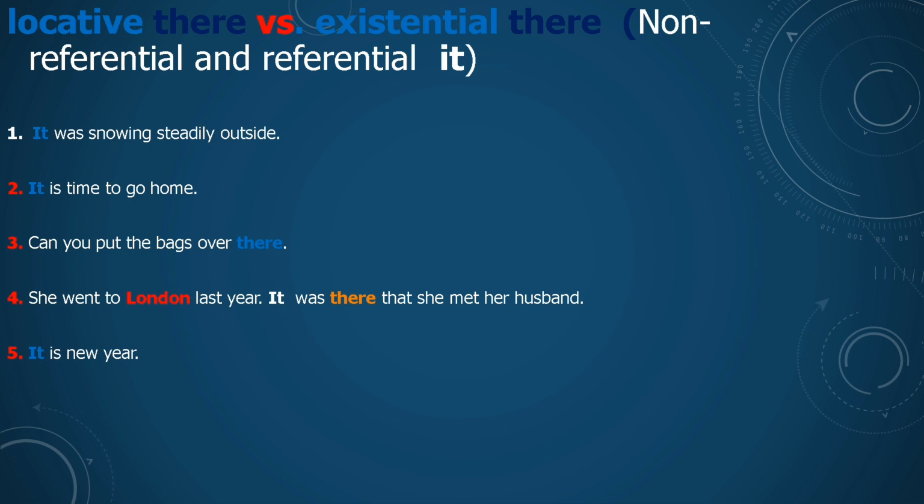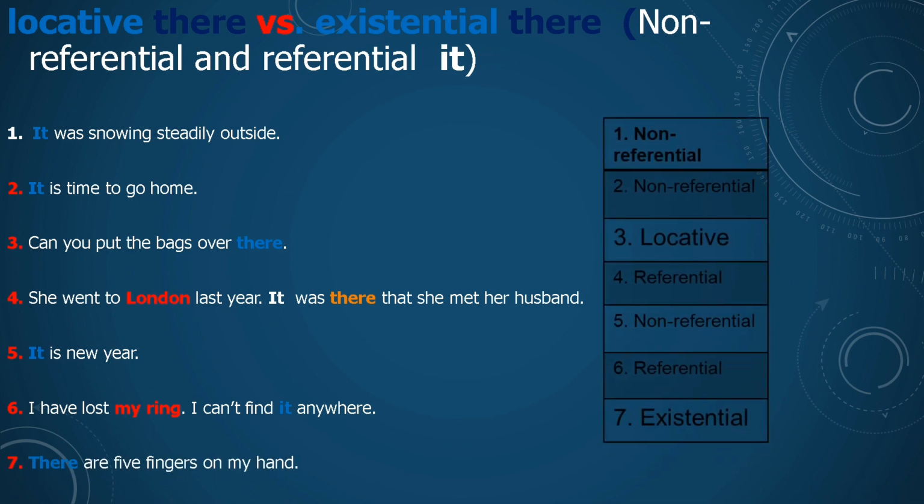Number 6, I've lost my ring. I cannot find it anywhere. So this it, does it refer to anything? Yes. What does it refer to? It refers to the object, which is the noun phrase my ring. I cannot find my ring anywhere. So since it refers to my ring, we can call it a referential it because it refers to something. These are, let's say, the key answers for the examples.